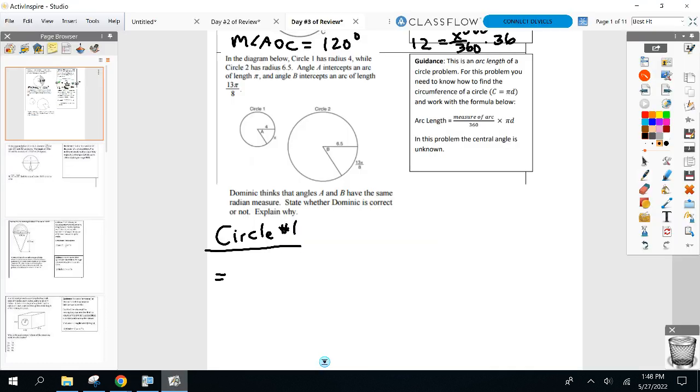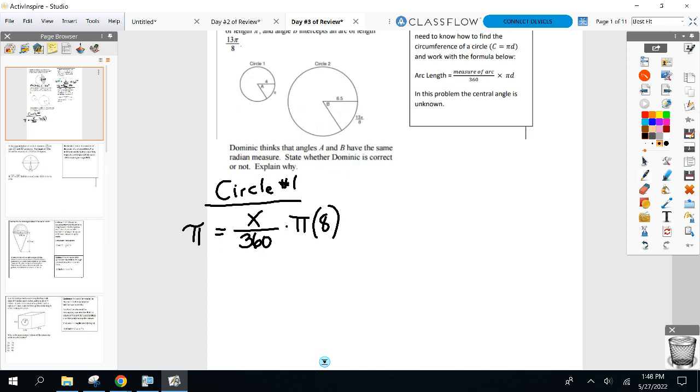What's the arc length for circle 1? Pi. Is pi equal to x over 360 times, now I'm doing circumference, watch yourself, pi times the diameter, 8? All right, I got to solve that for x now. Little tricky here. They have pi's on both sides. They'll cancel out, but watch what you're left with on the left side. It's not 0. It's not a blank.